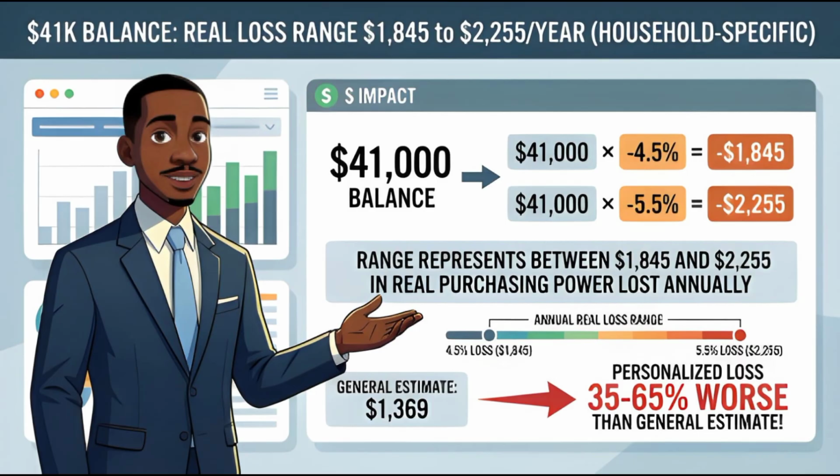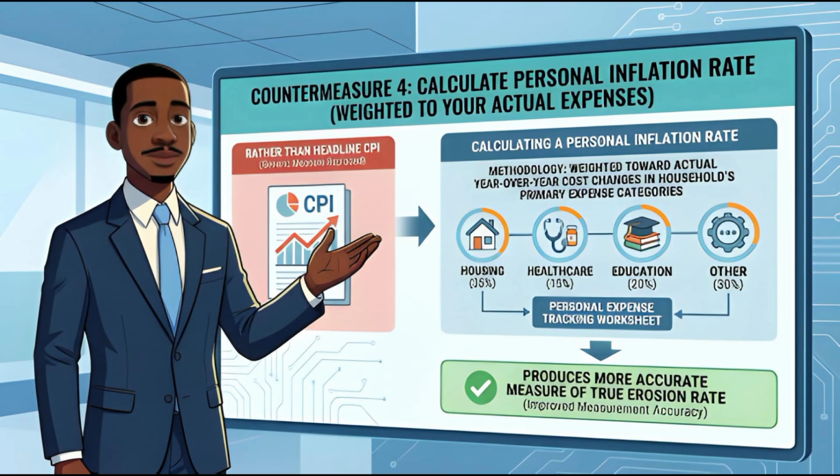On a $41,000 balance, that range represents between $1,845 and $2,255 in real purchasing power lost annually. Calculating a personal inflation rate weighted toward actual year-over-year cost changes in the household's primary expense categories, rather than the headline CPI, produces a more accurate measure of the true erosion rate.